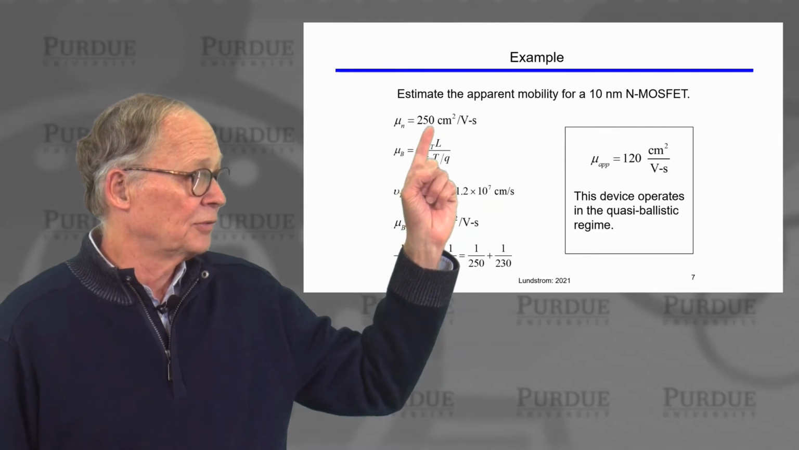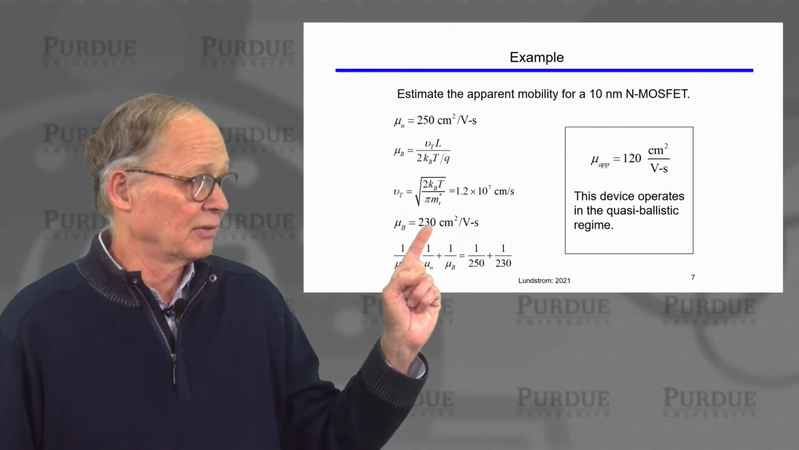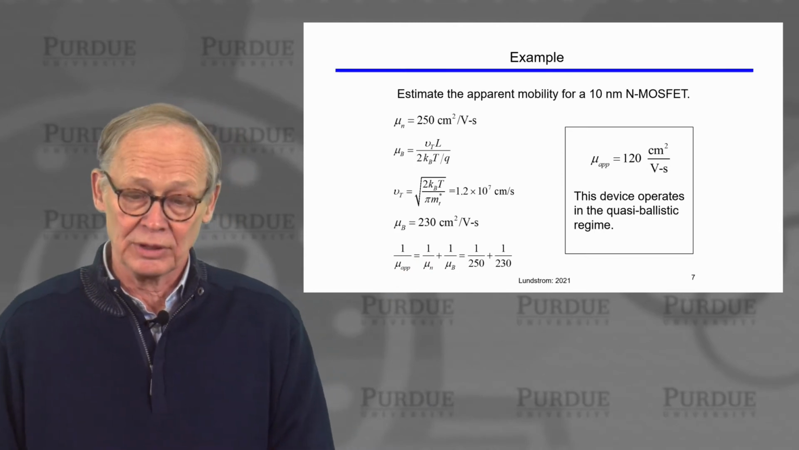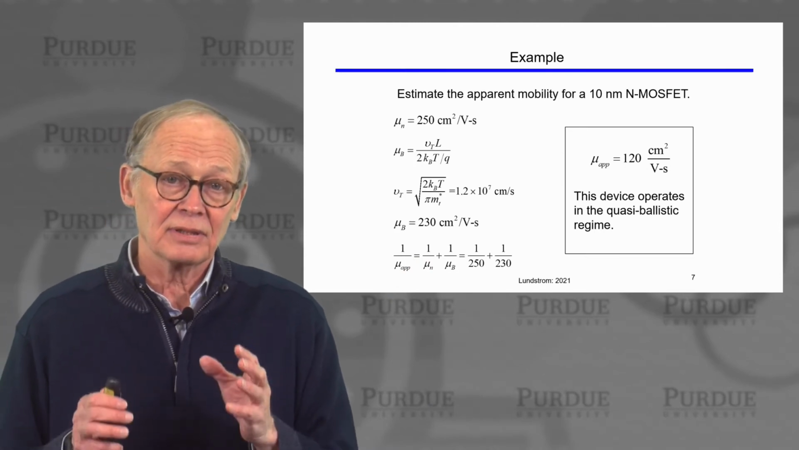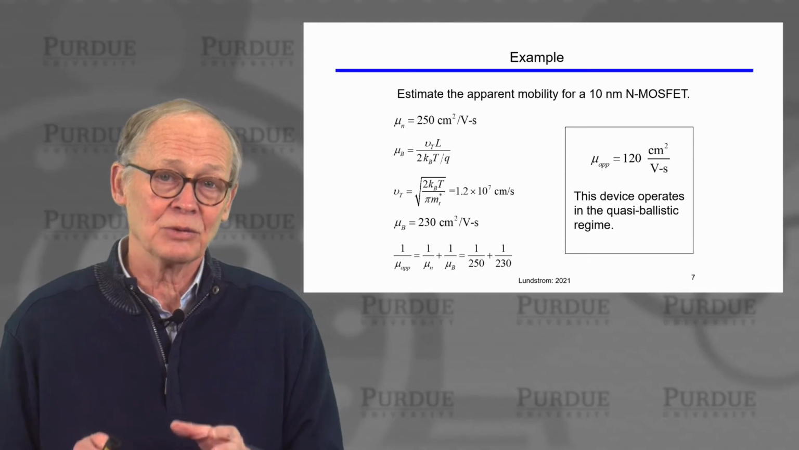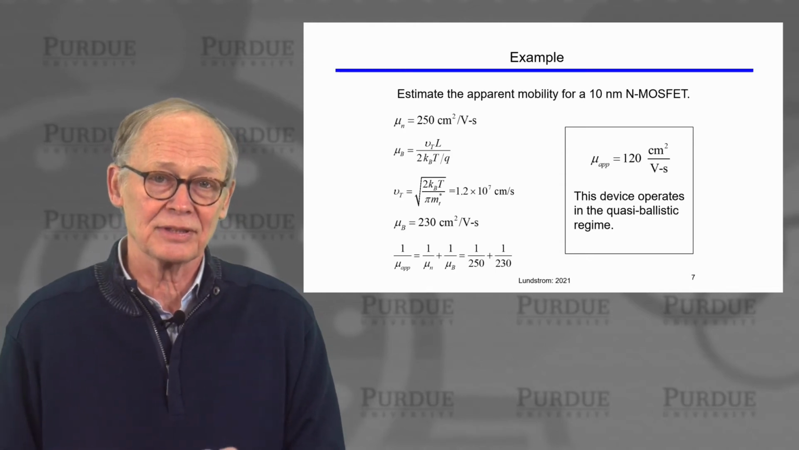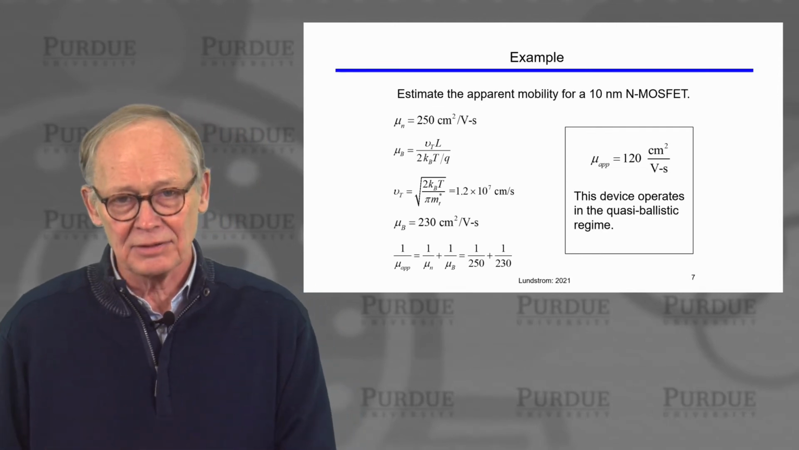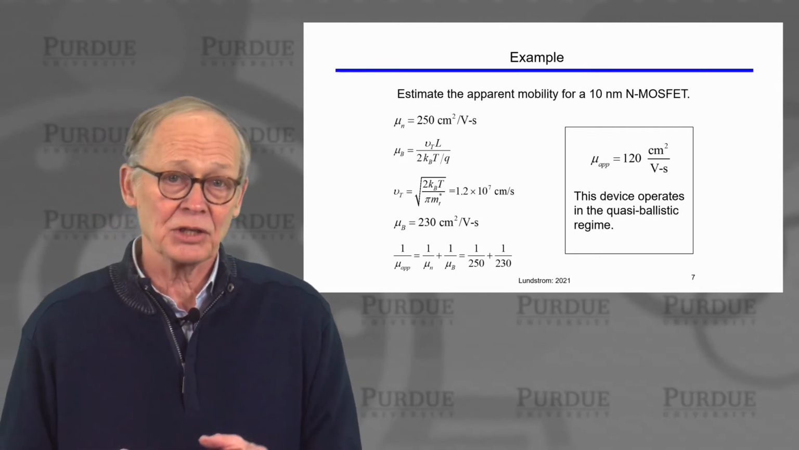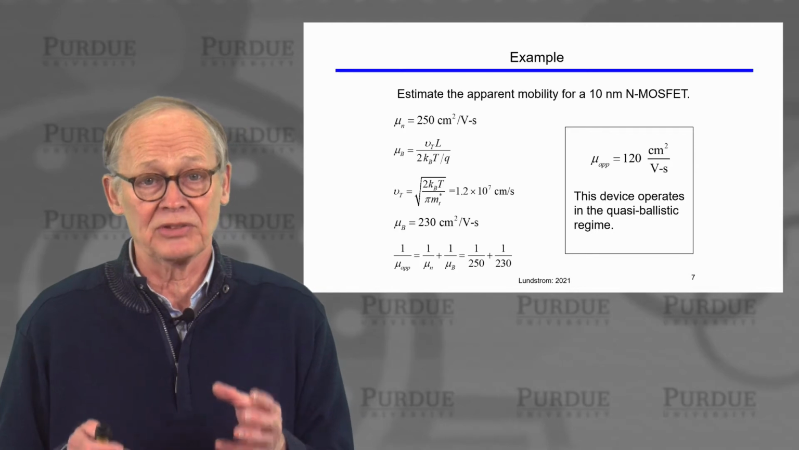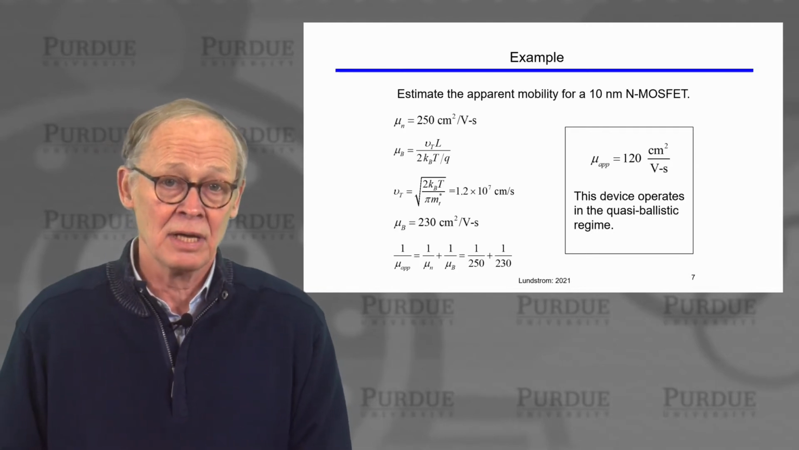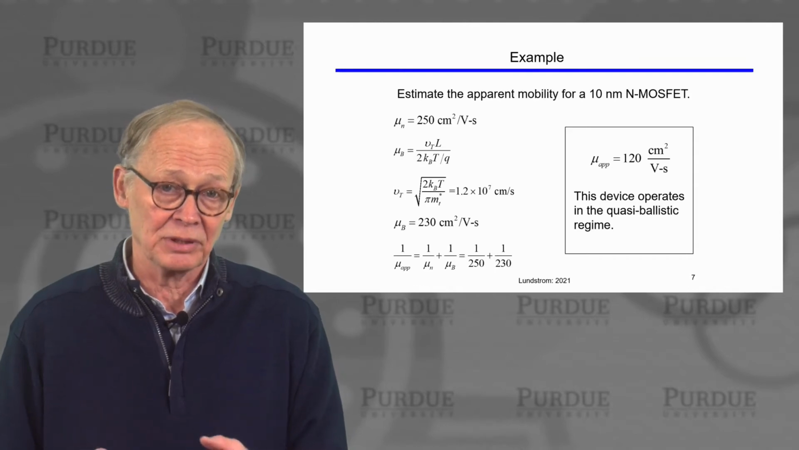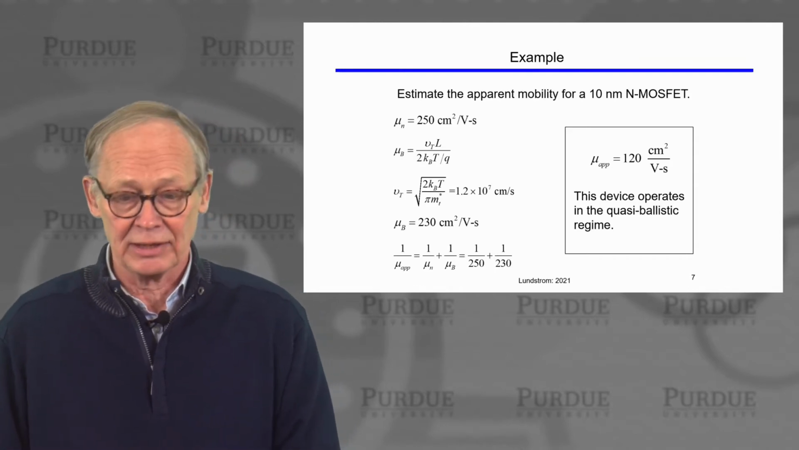Less than the diffusive mobility and less than the ballistic mobility, less than both of them, about half of either one of those. So this device clearly operates squarely in what we would call the quasi-ballistic regime. It is not at the ballistic limit. It is not at the diffusive limit. To describe a MOSFET like this, which is representative of current day technology, we need to use an apparent mobility that accounts for the ballistic effects and the effects of scattering both.